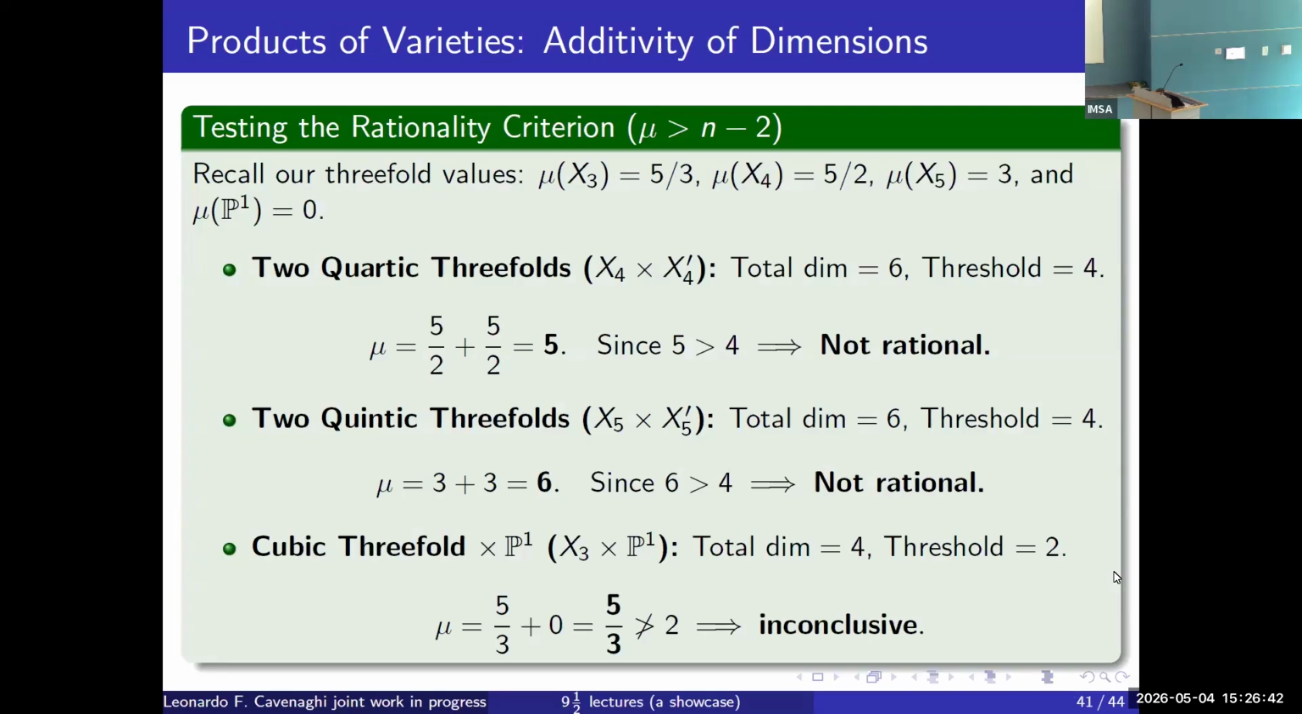Now, the product of two cubic threefolds, you get 5/2 plus 5/2, that's 5. 6 minus 2 is 4. Non-rational. Quintic threefold, the same. But now we lack here. If you try to multiply the cubic with P1, the result is inconclusive. So there is some reason, of course, we do not prove everything, right? There's no constraints.